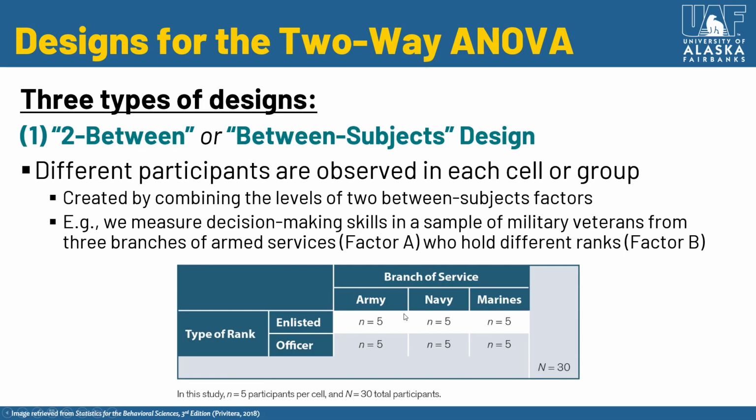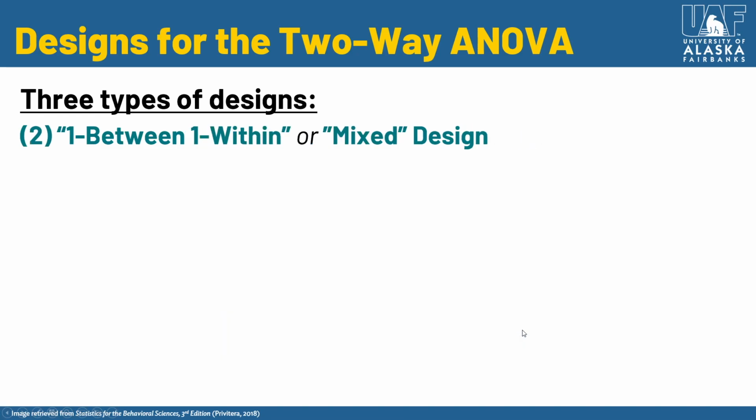In each specific cell, we have different participants. So like here we have type of rank and branch of service, Army, Navy, Marines, and enlisted and officer. And so here we'd have a 3 by 2, right? 3 by 2. And we have 5 people who are enlisted in the Army, 5 enlisted in the Navy, 5 enlisted Marines, 5 Army officers, 5 Navy officers, 5 Marines officers, right? So 30 total participants. Here it just means that there's going to be different people in each cell.